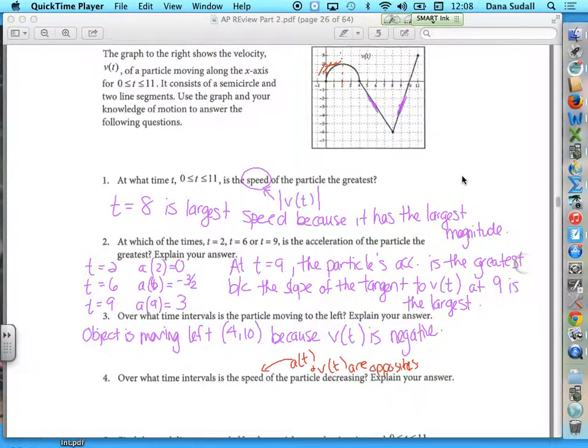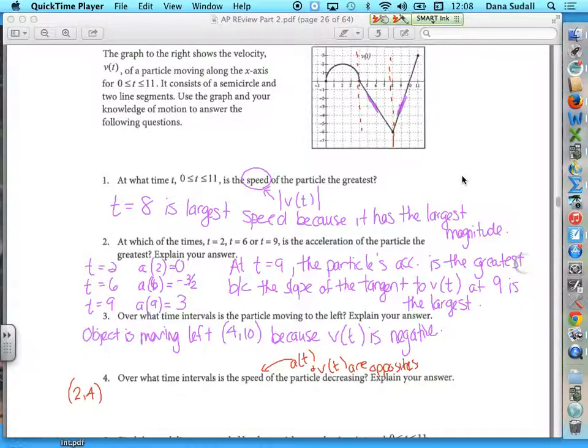If I look at the next little interval from 2 to 4, the velocity is positive because it's above the x-axis, but the slopes of the tangent lines are negative. So from 2 to 4, that's one place the speed is going to be decreasing. Let's look at the next interval here.